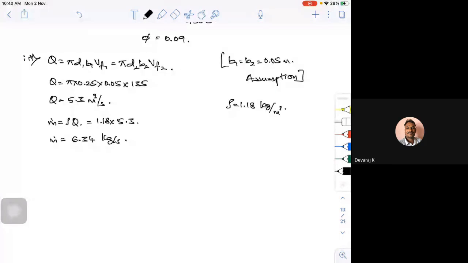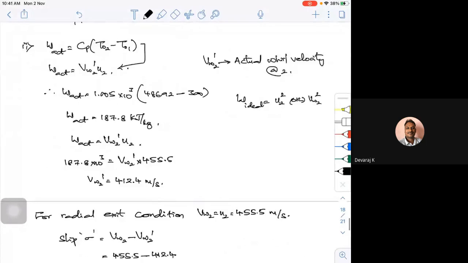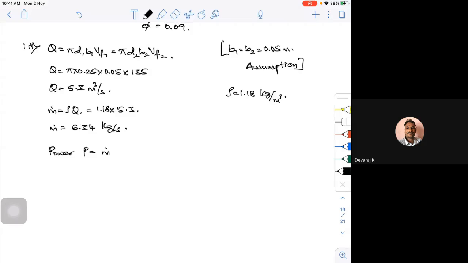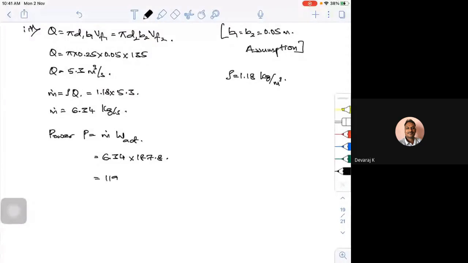I have found my specific work or actual work, 187.8, which I multiply by your mass flow rate. So the power P is equal to your mass flow rate into your actual specific work. If I put 6.34 into 187.8 kilojoules per kg, I am getting around 1195 kilowatts. So this is the power required to run your compressor. Anyhow, this is not asked in the numerical. I have added this.